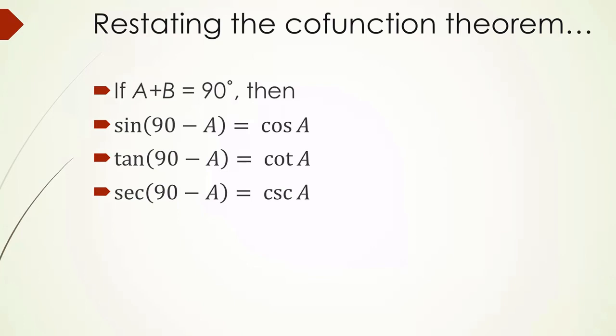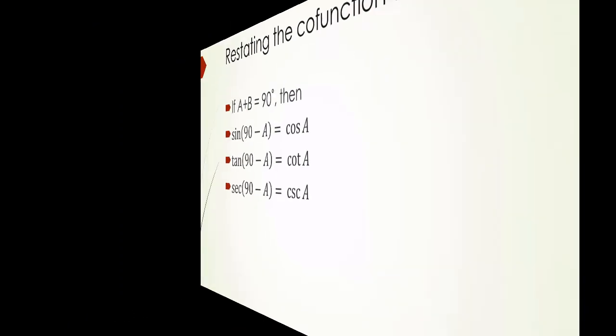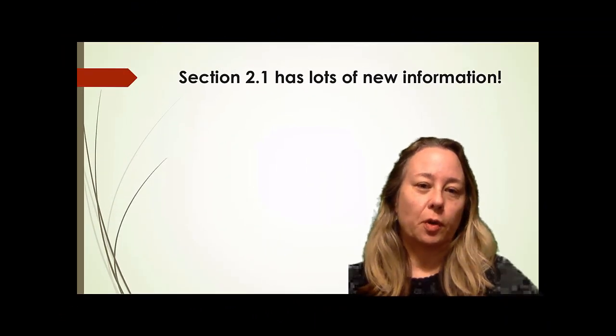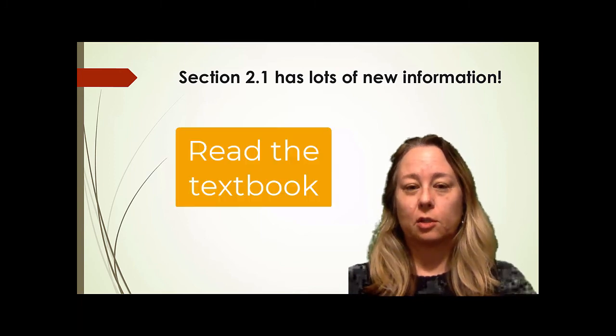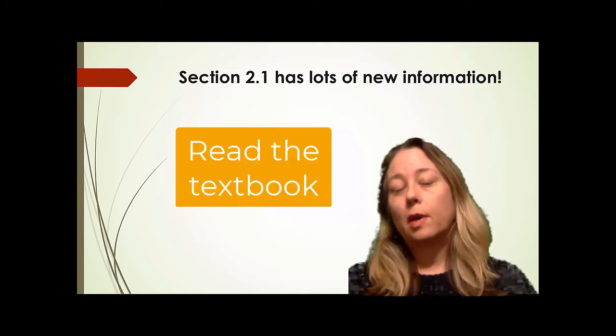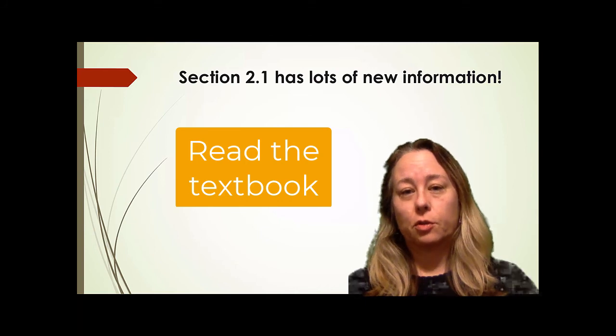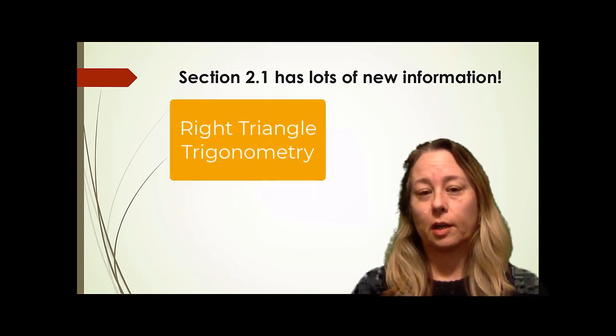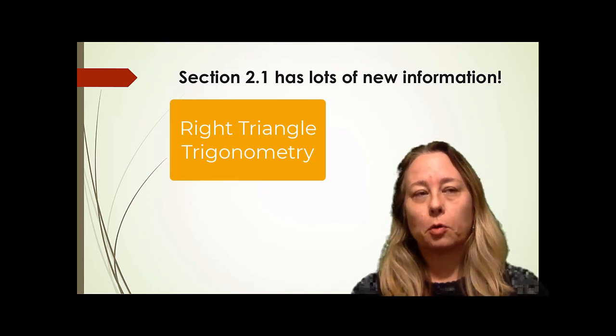Okay, I hope that makes cofunctions clear. Cofunctions is just a small part of section 2.1, so be sure to read through section 2.1. There are many new relations introduced between the 6 trig functions and right triangle trigonometry. So we'll be exploring that more.